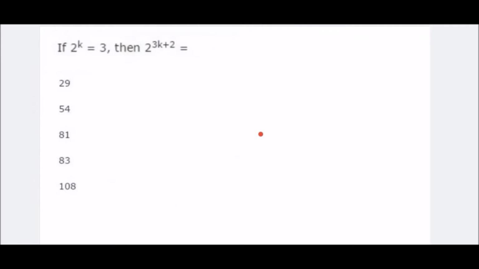Our next question is, if 2 power k is equal to 3, then 2 power 3k plus 2 is equal to what? 2 power k is 3. So first we have to make 3k. For 3k we have to cube both sides, right? 3 cubed, so that will become 2 power 3k is equal to 27.